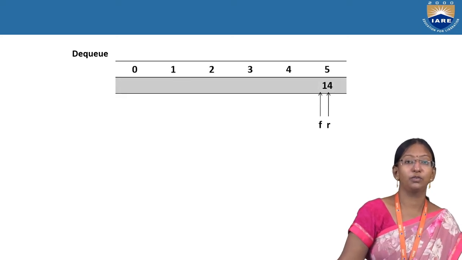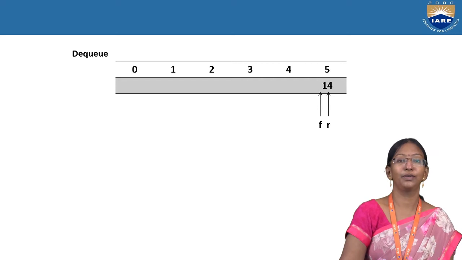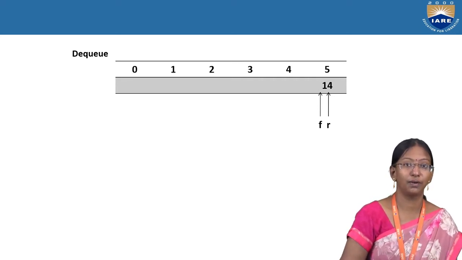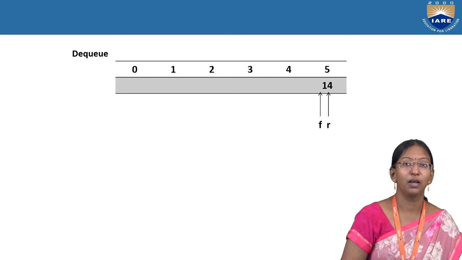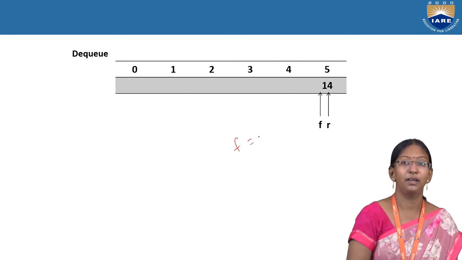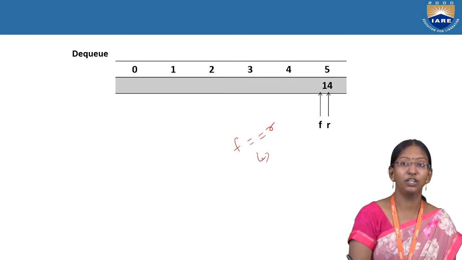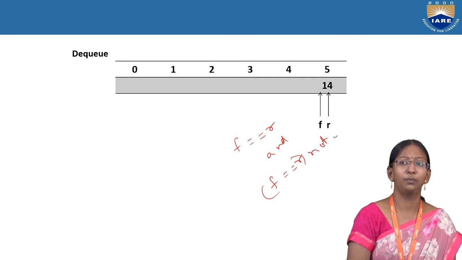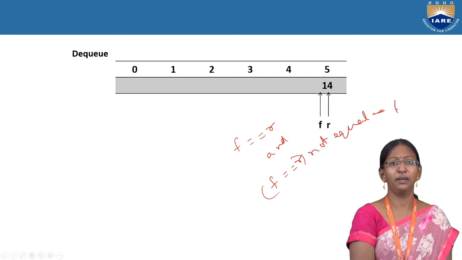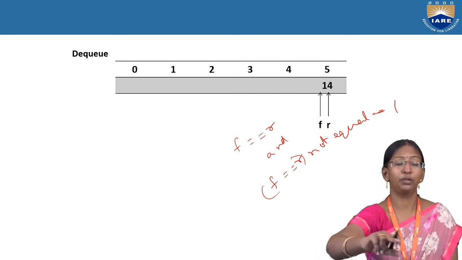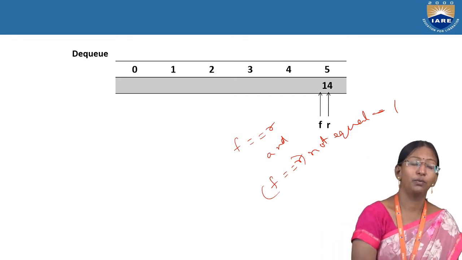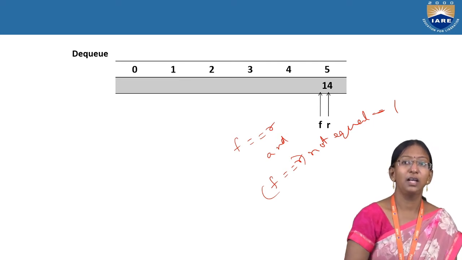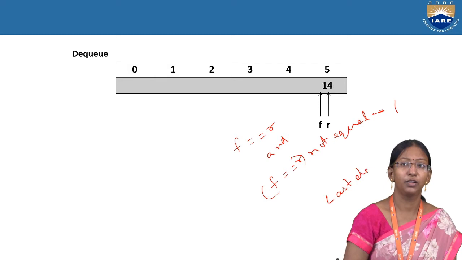Now, check this one. Now my front and rear are both pointing to a single element, which is 14 at index 5. What does that mean? Understand this point. Whenever front and rear are equal, and one more condition I can place, front and rear both are not equal to -1. What do you mean by this? Front and rear are not equal to -1, but both are pointing to the same index value. What do you mean by that? It means that is the last element in your queue.